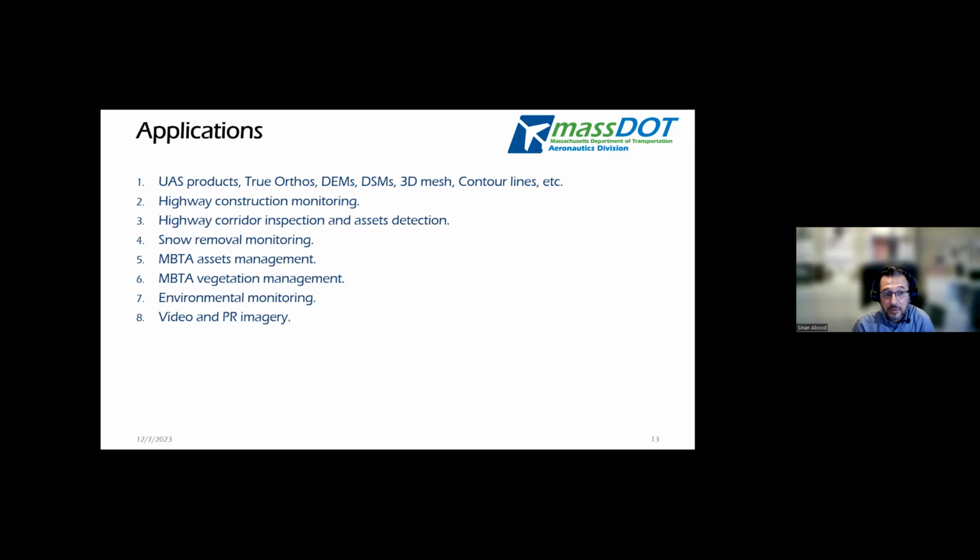We have some environmental monitoring. One of the coolest projects that we did was with MIT, monitoring some of the wetland species. And on top of that, we do video flying and PR imagery.